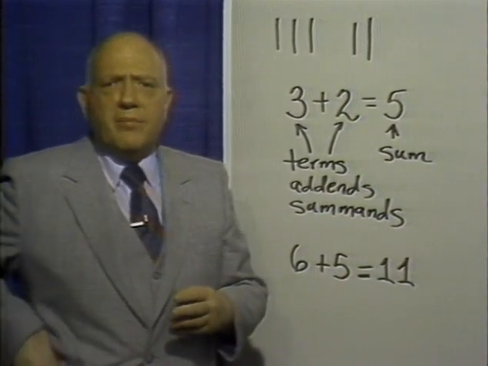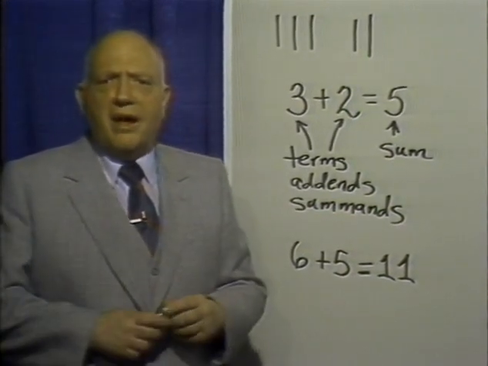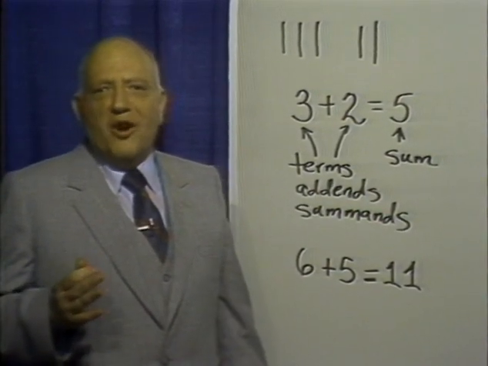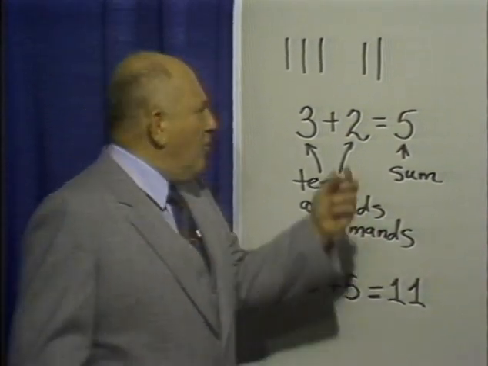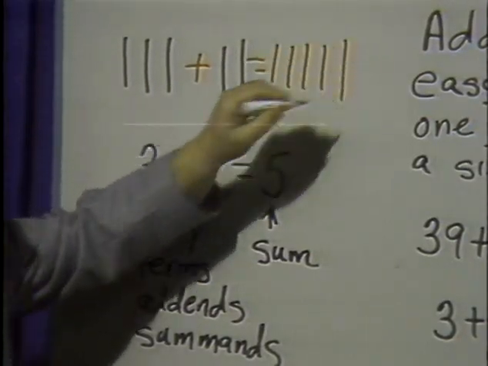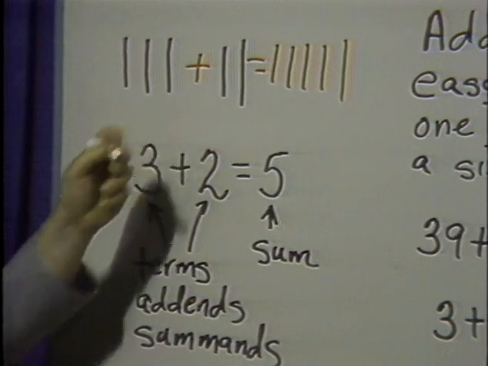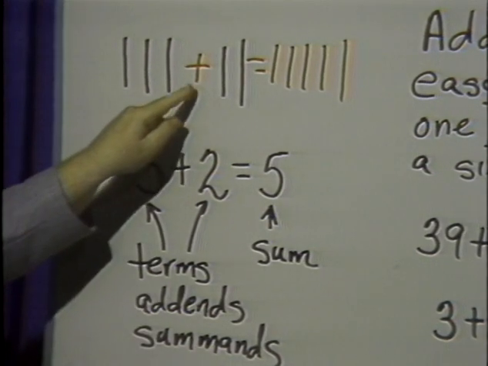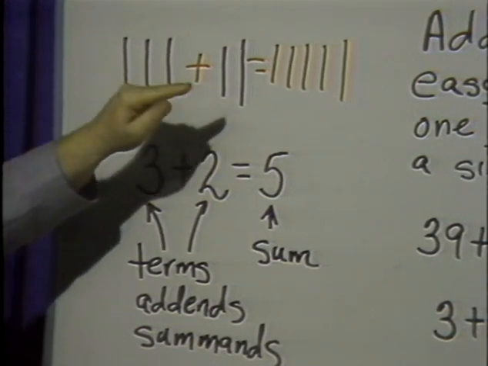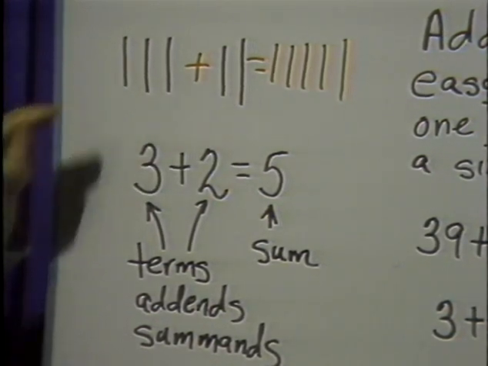A very simple statement. A statement that most likely any youngster of 3 or 4 years of age would certainly understand. Notice that we would never dream, I hope, of even trying to do something like this. This would be a rather silly thing to do. It's unnecessary to have a plus sign here and an equal sign. All we're saying is what? This many and this many give us this many altogether.